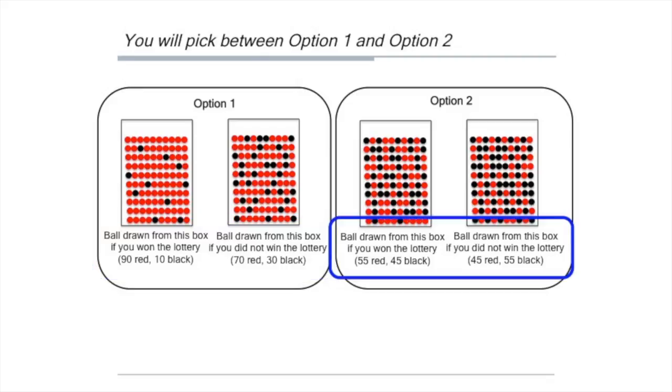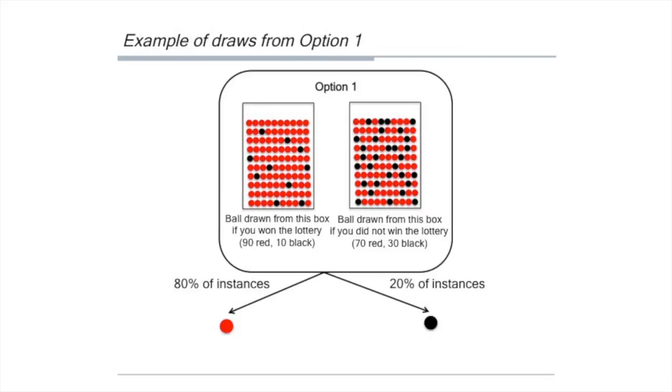If you pick option 2 and you won the lottery, the computer will draw a ball from the box with 55 red balls and 45 black balls, and if you lost, it will draw a ball from the box with 45 red and 55 black balls. Let's now think about what type of information these options can provide. Let's first take option 1.